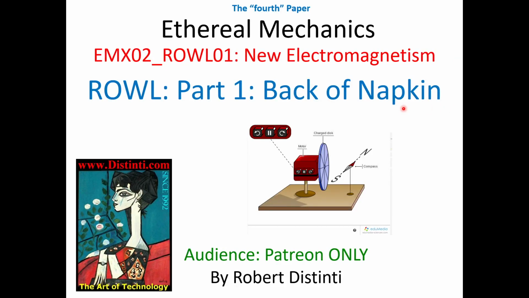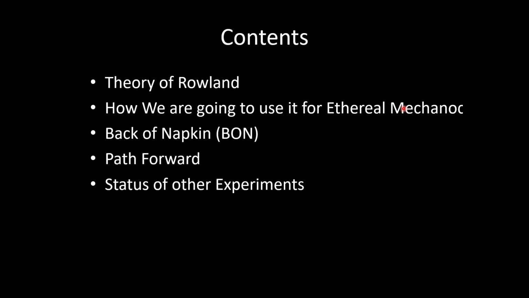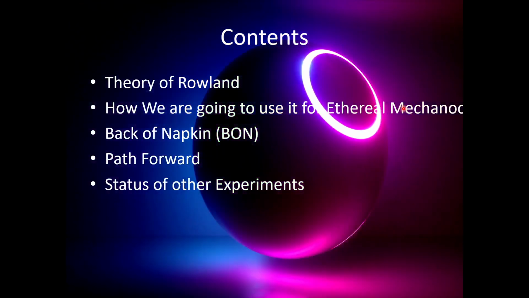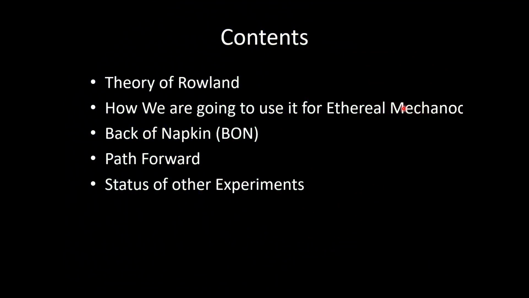We're going to talk about the back of the napkin calculation of the Rowland experiment, which we touched on a little bit at the end of last week. In this video, we're going to go over the theory of the Rowland experiment and how we're going to use it for ethereal mechanics. Then we'll do a back of the napkin calculation and show that it isn't really going to work for our purposes in its existing form. So we'll show the path forward, and then give a quick status of the other experiments.